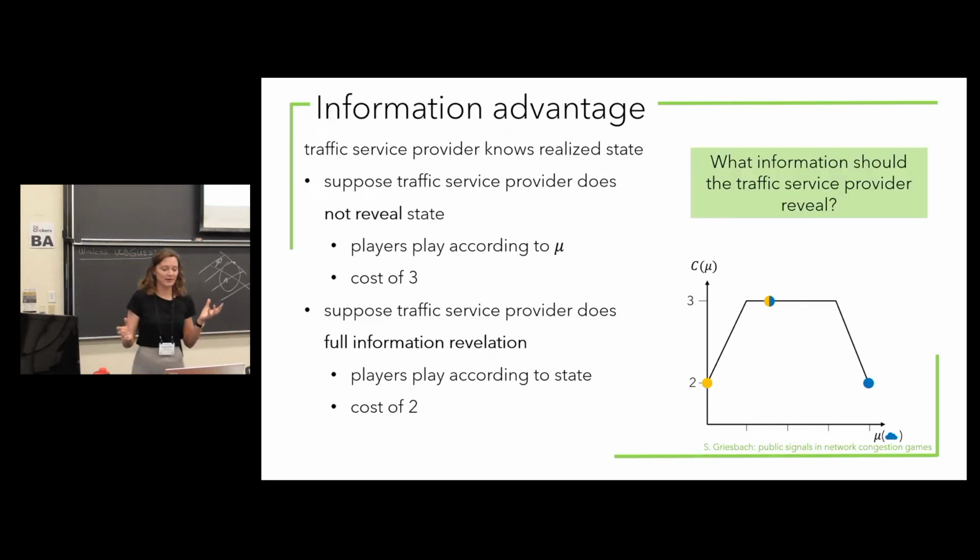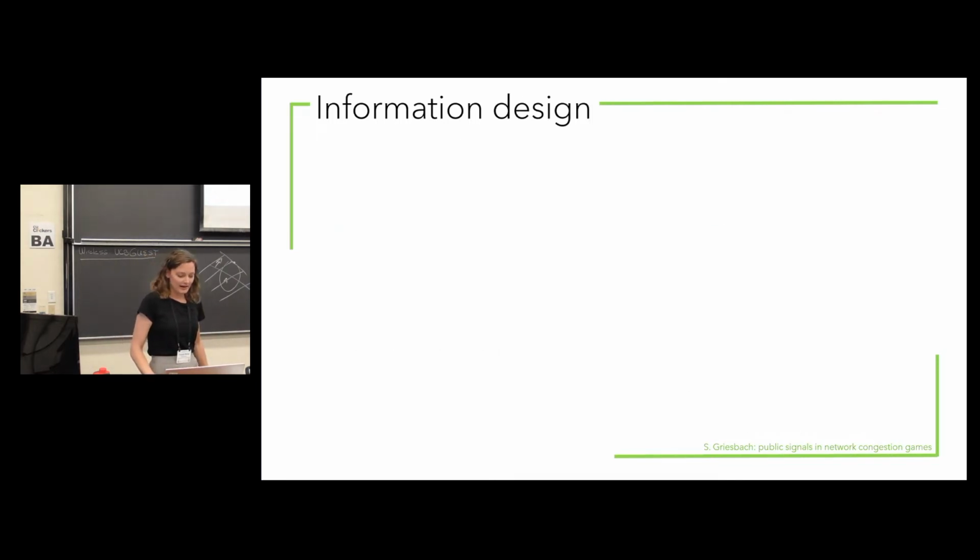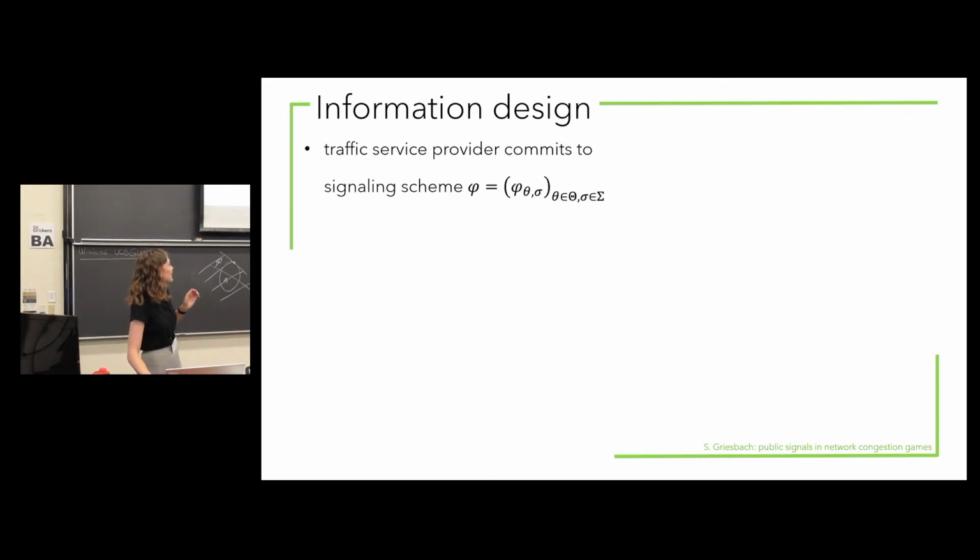Okay, so the question that naturally arises is, what information should the traffic service provider reveal now in order for us to have the lowest cost possible in expectation? How this works is actually that we say our traffic service provider commits to a signaling scheme. And what do I mean by signaling scheme? Well, the signaling scheme is something that we can visualize as a bipartite graph.